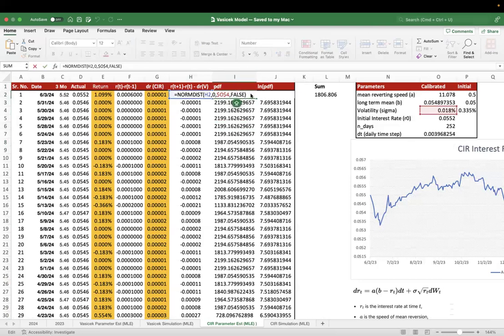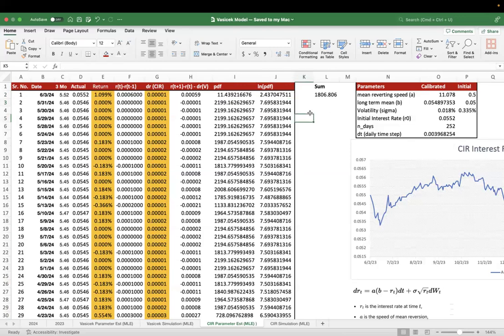Now, once you calculate the PDF of the residual, the next piece is taking the log function. So what I'm doing is just taking the ln of the PDF. Now you might be thinking, why are we doing it?